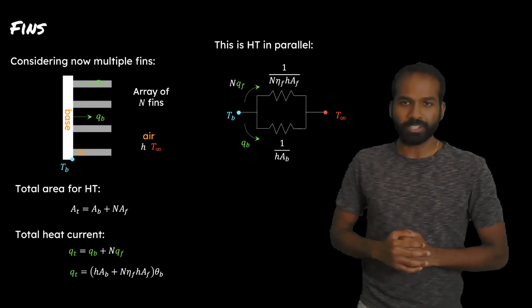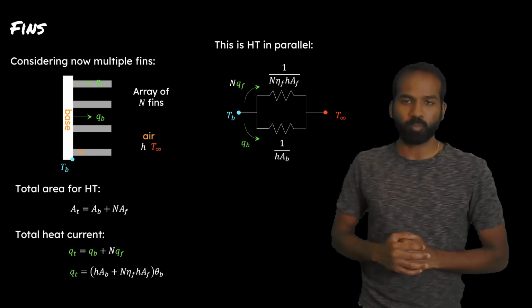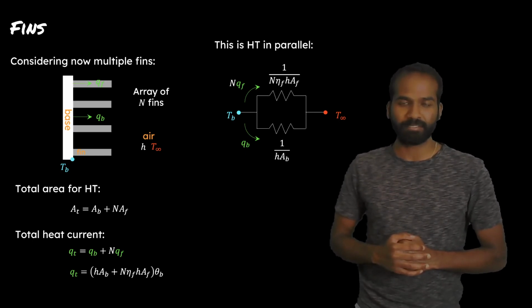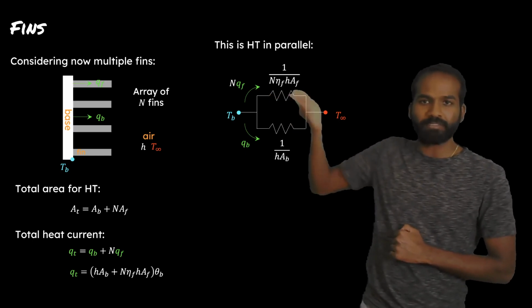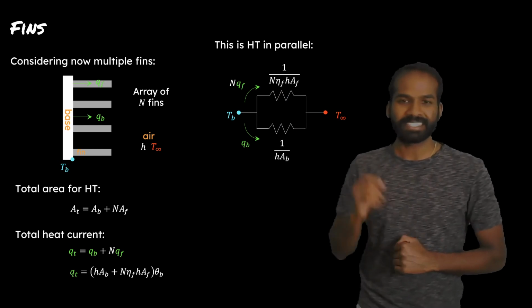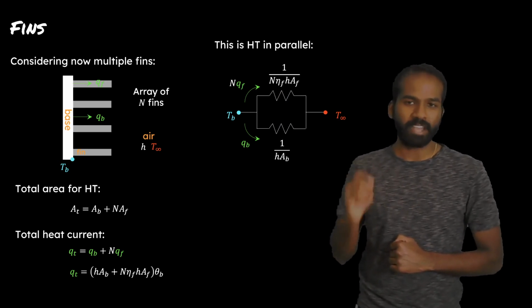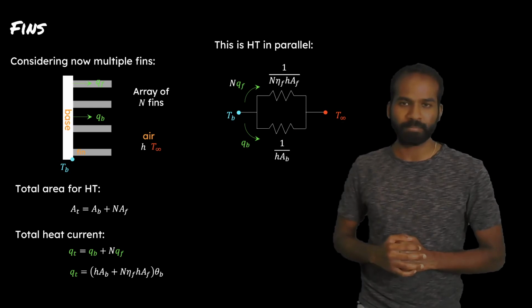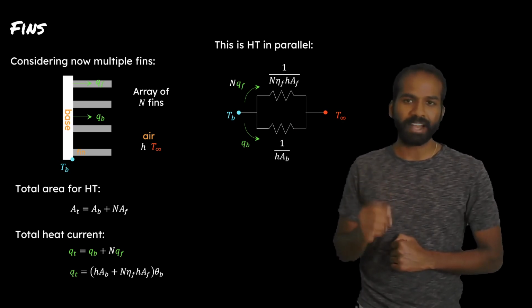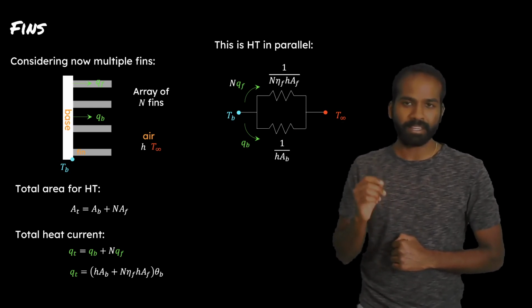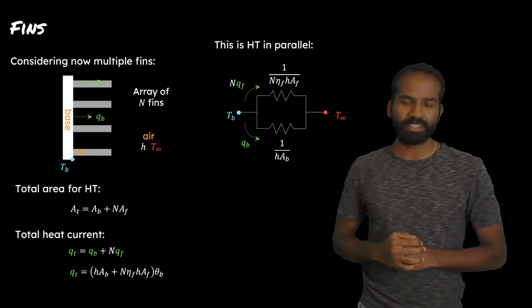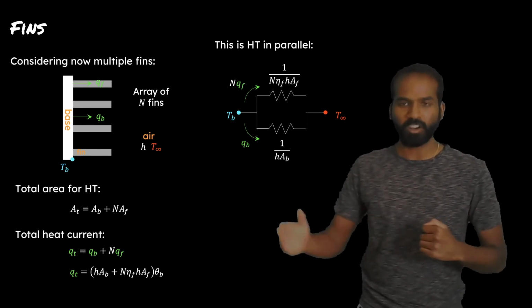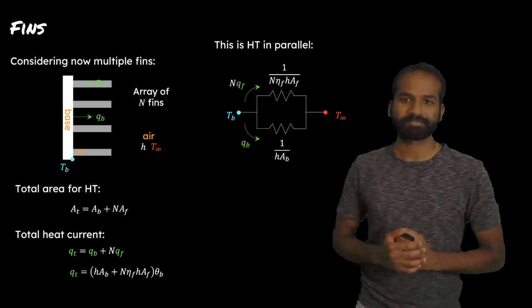In this upper branch, we have a resistance of 1 divided by n times eta sub F times H times A sub F. You'll see here that we have a factor of eta sub F since the entire fin is not at the temperature T sub B. So we need this correcting factor of eta sub F to make up for the fact that the fin has a different temperature along its entire length.